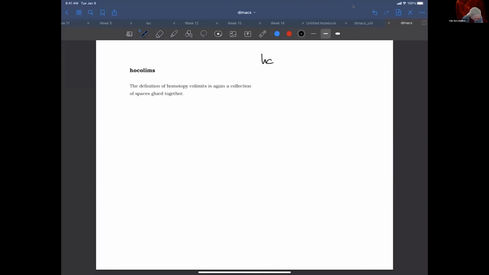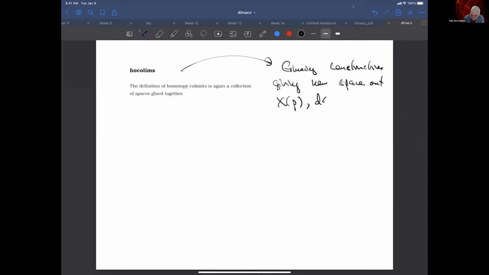So anyway, you can glue together. This homotopic limit is essentially a gluing construction, giving a new space out of all these X of P and all this attachment, all these mappings from P to Q. And it's a very nice construction because it has very nice properties.